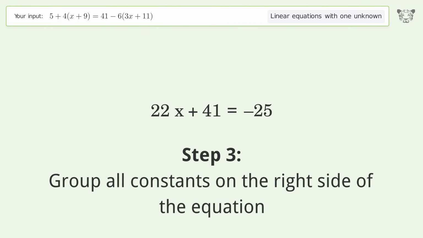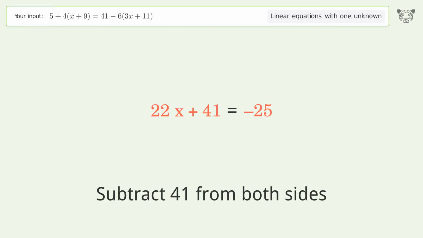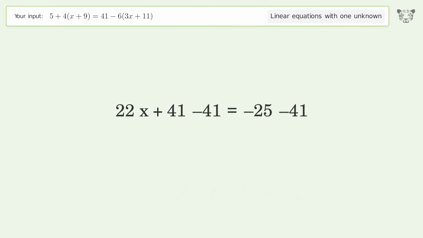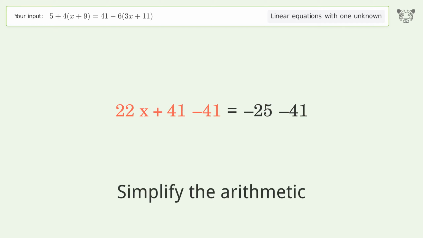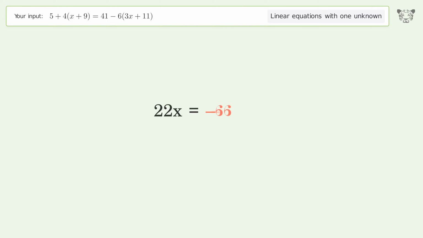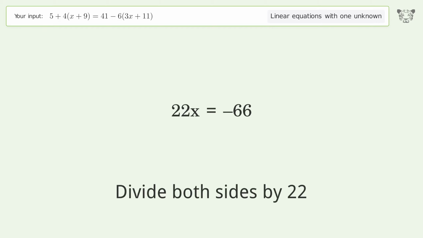Group all constants on the right side of the equation. Subtract 41 from both sides. Simplify the arithmetic. Isolate the x. Divide both sides by 22.